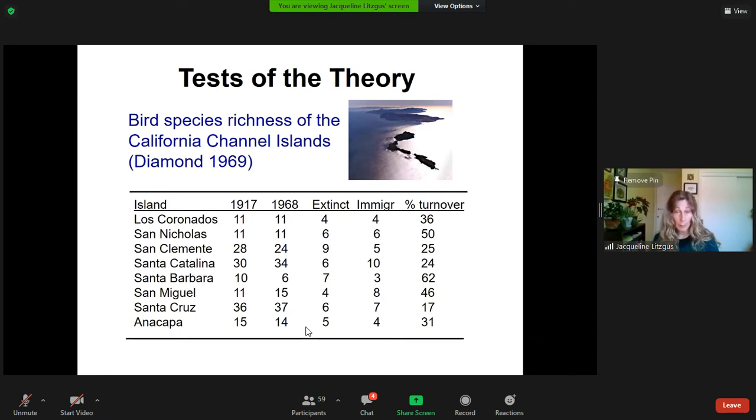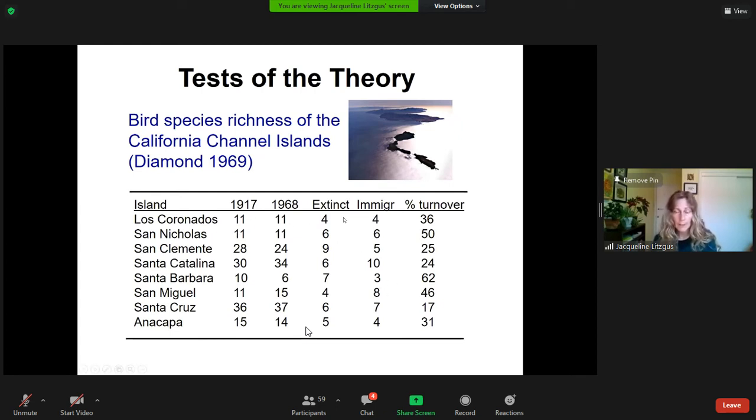He went back in 1968 and 1969, so he did a couple of years. But anyway, he compared his 1968 data to those 1917 data, so 51 years between those censuses. And it's interesting because the number of species on the islands remained almost perfectly constant. The turnover was high. He looked at how the species lists had changed, and that's the replacement of species, right?